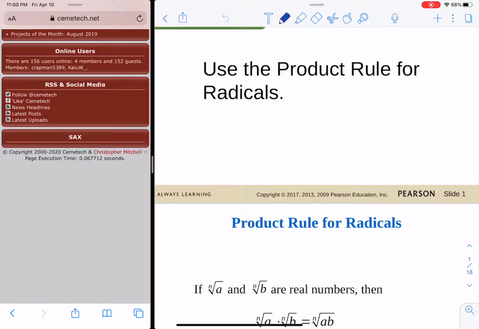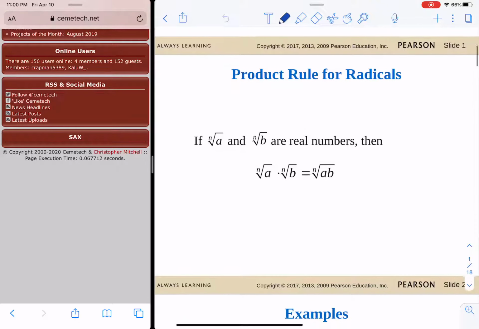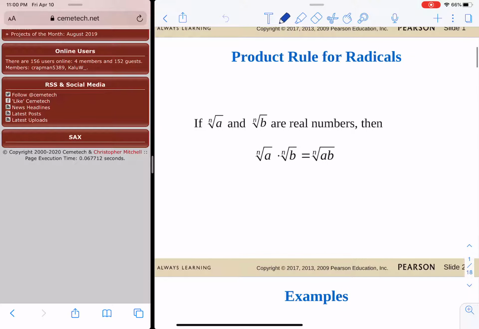This video is on the use of product rules for radicals. So we all know what a radical is. It is the nth root of a number.